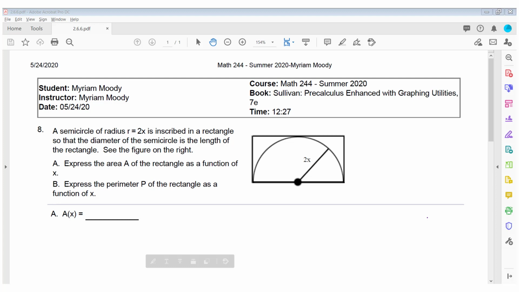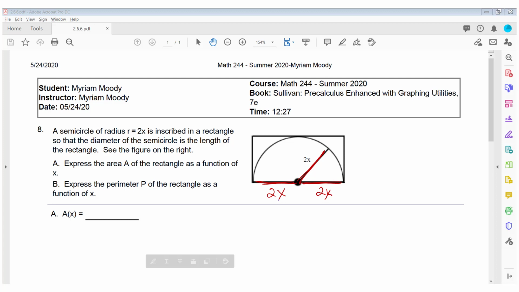Okay, last problem. Let's check this out. A semicircle of radius 2x. Okay, so this is radius 2x, which means this would be a 2x also, wouldn't it? And over here would also be 2x, wouldn't it? Because that's all part of the circle. It's inscribed in a rectangle. So the diameter of the semicircle is actually the length of the rectangle.